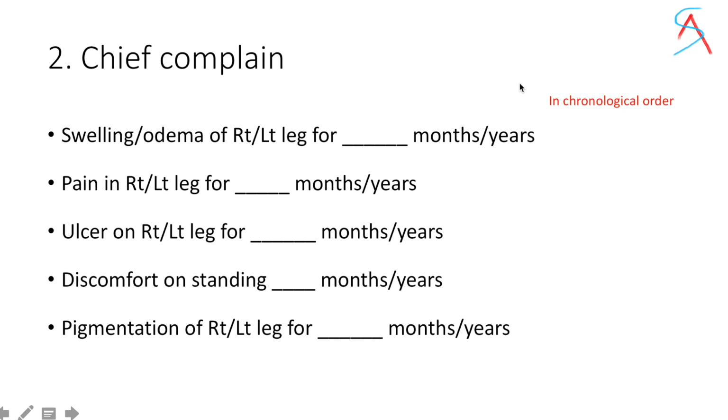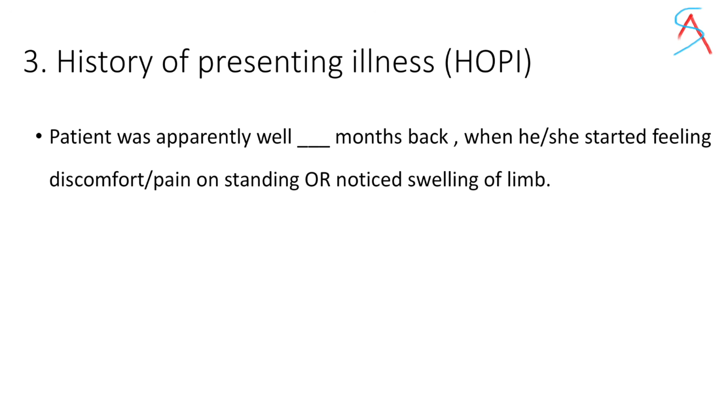Whatever the patient says, you have to note it down in chronological order. Then you have to present the history of presenting illness. In this you have to tell the patient was apparently normal these many months or days back, or when he or she started feeling discomfort on standing or pain on standing, or noticed the swelling.